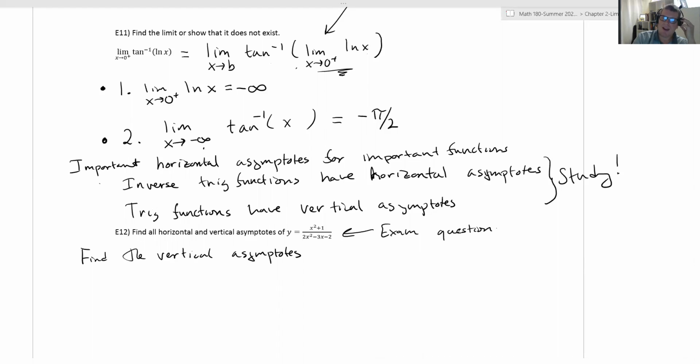That's right, Christian. So we found the limit as we approach 0 from the positive side of natural log of x, right? And then that b was going to be what we end up taking the limit of to get tan inverse of x.